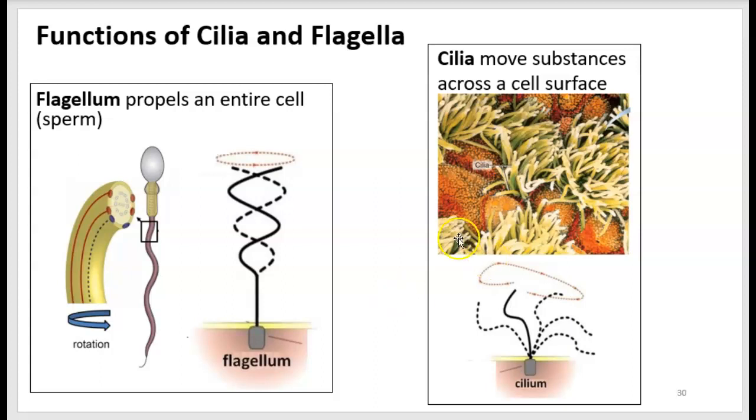But notice that in the picture for the flagellum, there's only one on the cell, on the sperm cell, and it kind of rotates. It like swivels, spins, if you will. But in cilia, there are usually many cilia on the surface of a cell, and we call it undulate. They move in a wave-like fashion, back and forth, left and right. And that propels fluid and any other substances along the surface of the cell.